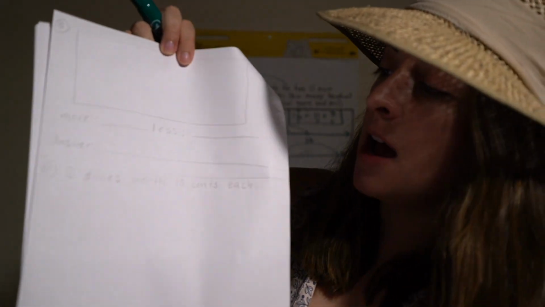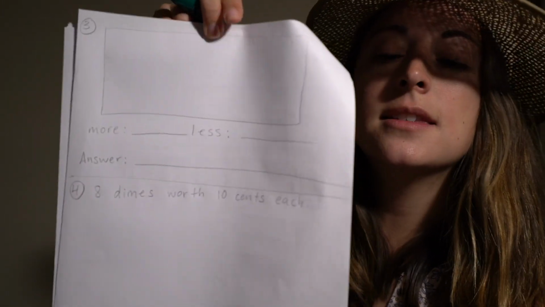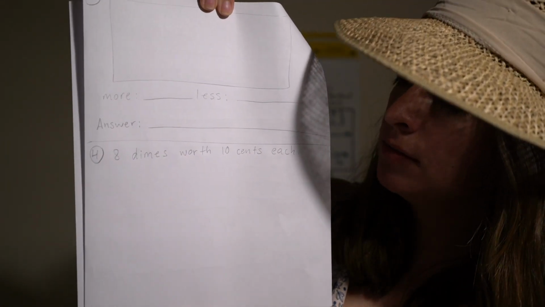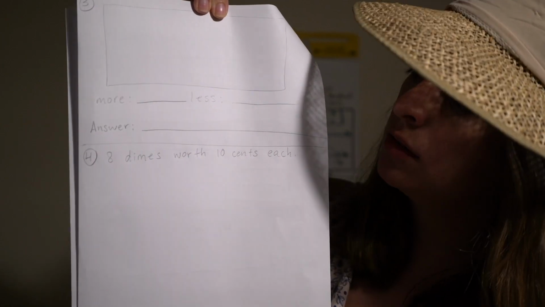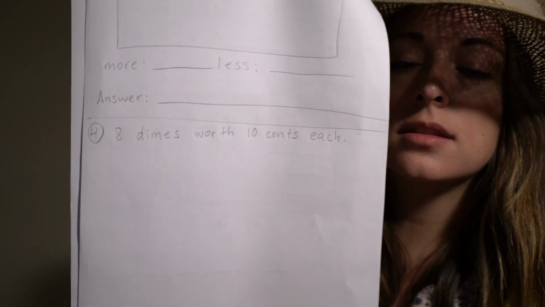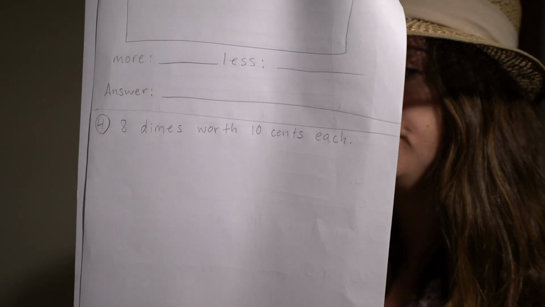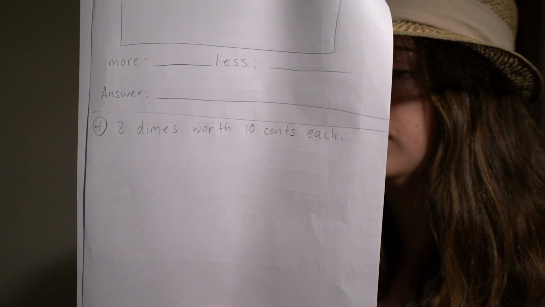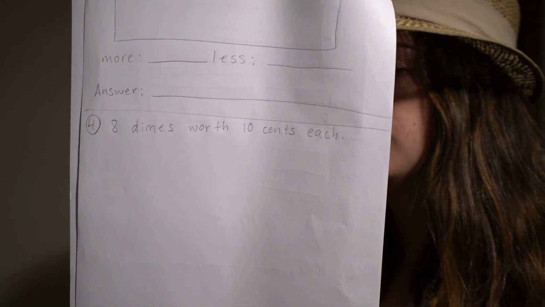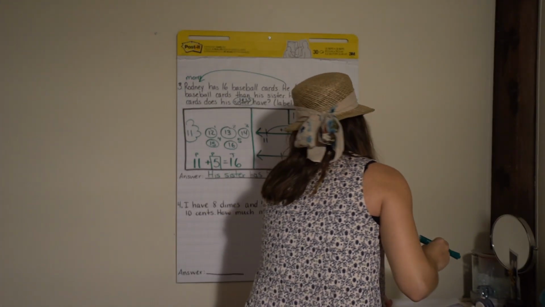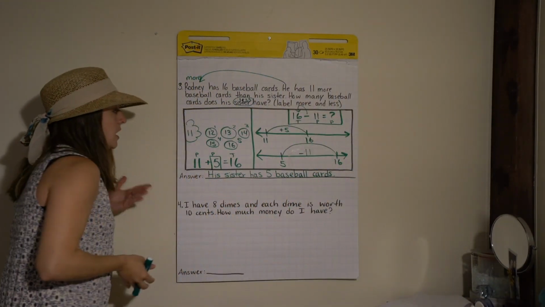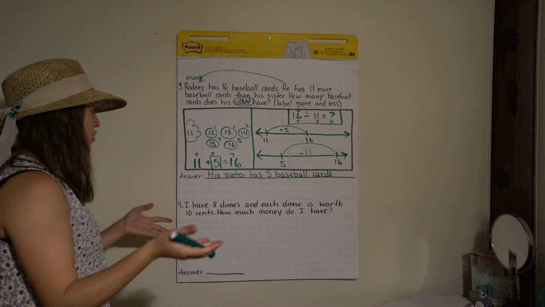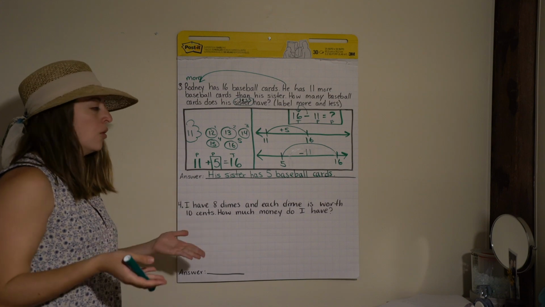You're writing 8 dimes worth 10 cents each. All right. So the directions say I have 8 dimes and each dime is worth 10 cents. How much money do I have? So you're going to do this on your own and then I'll go over it after.